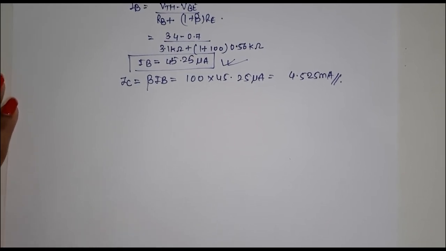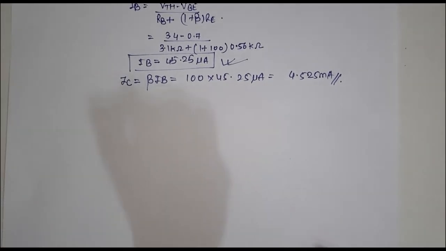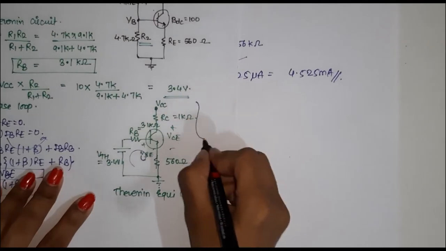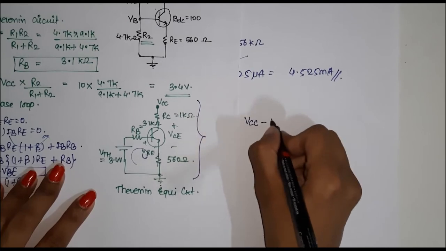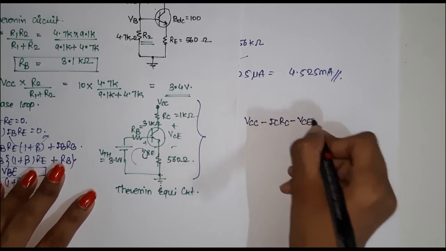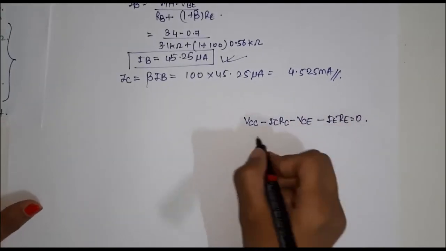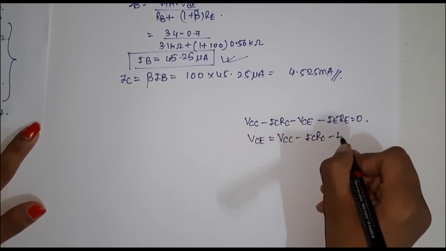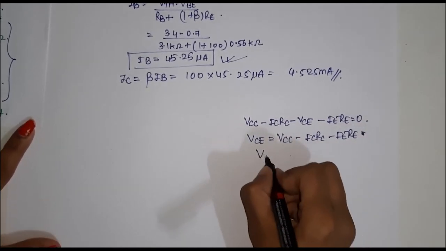Now what we need to do is we need to calculate the value of VCE as well. So in the previous diagram, let us consider again KVL to the collector circuit. Okay. Now you can see over here. Now we need to apply KVL to this circuit. Okay. So let us write what it is. So it will be VCC minus ICRC minus VCE minus IERE is equals to 0. Now we need to calculate the value of VCE. Okay. So this will be VCC minus ICRC minus IERE. Okay. Now substituting the values.